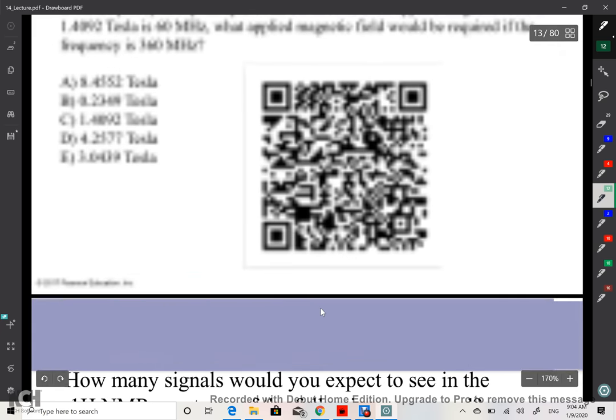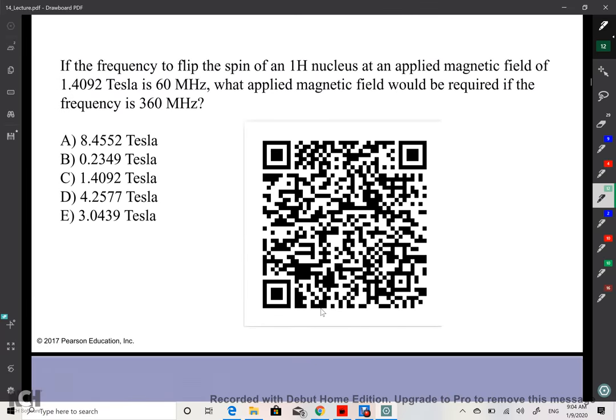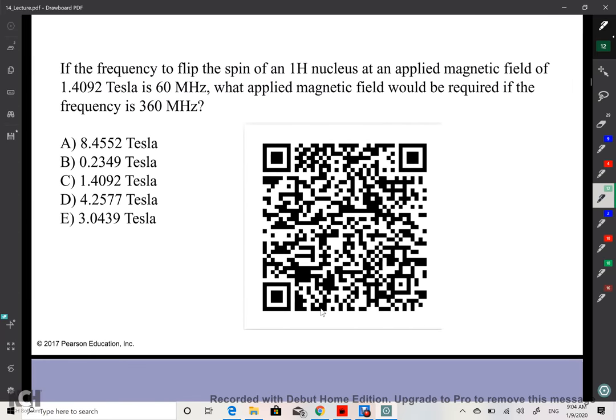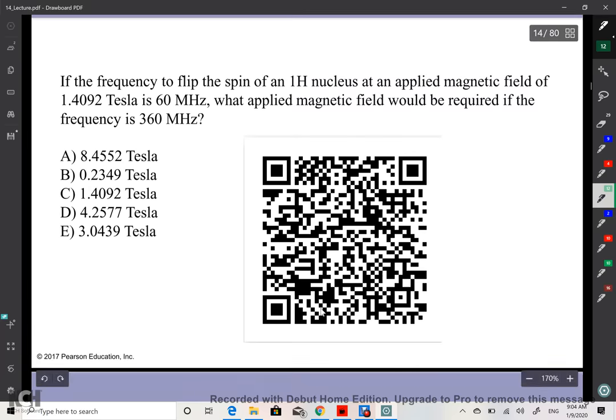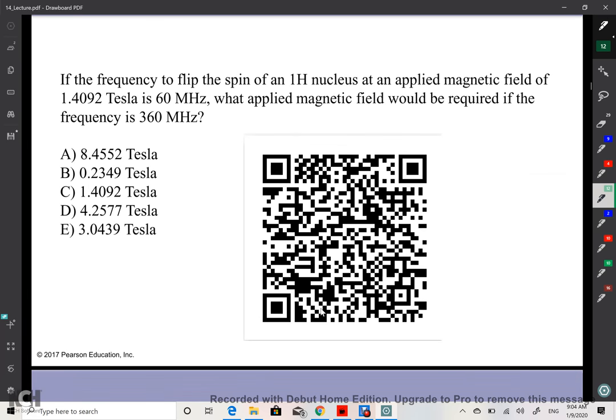Oh yeah, I want you guys to now try this exercise, what we've done so far. Try this one, and there's another one down here. Yes, try them.